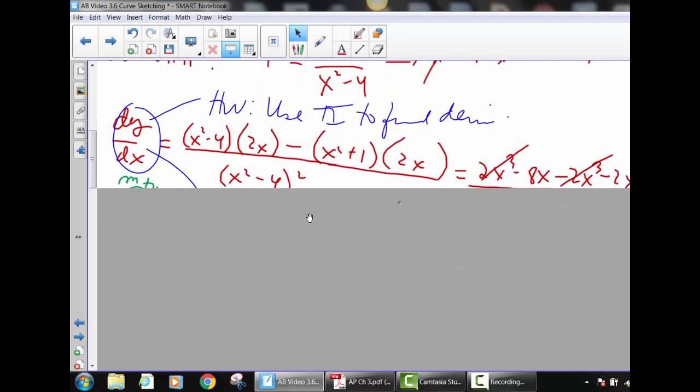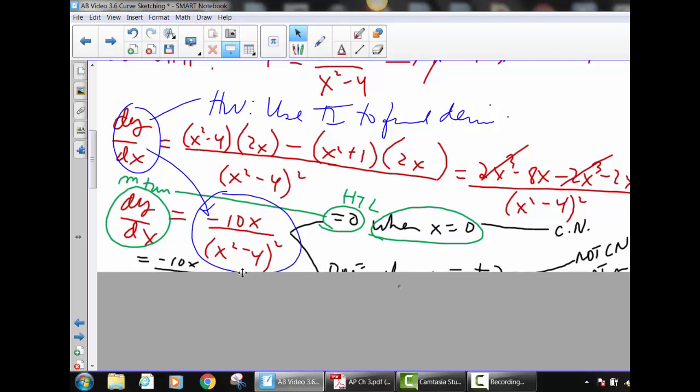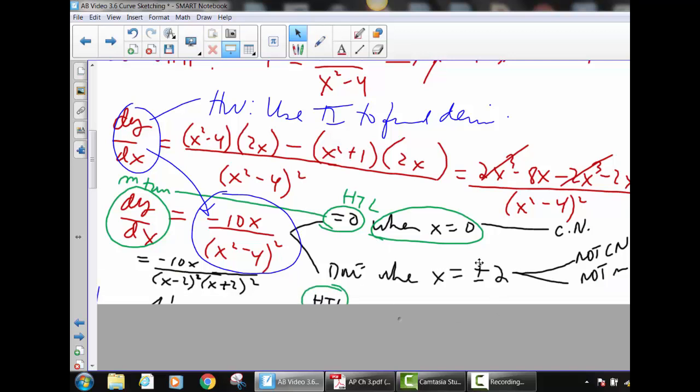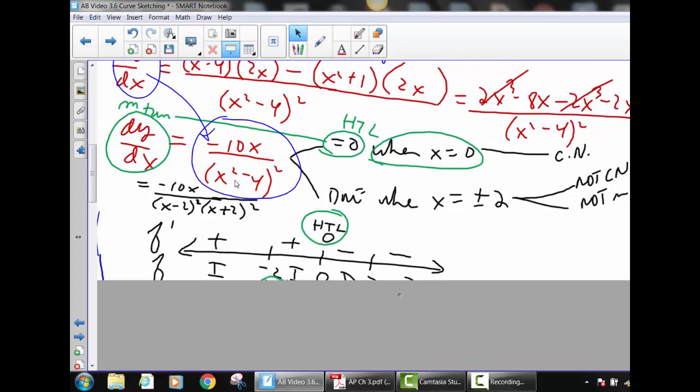At this point, I'm assuming you can do the quotient rule. If you want to save time when you're practicing problems, you can certainly use the calculator to find the first derivative. From there, I would not use the calculator to solve. I would hope you could tell that this derivative is 0 when x equals 0, and that this derivative doesn't exist at x equals plus or minus 2. Now, 0 is a critical number because it's in the domain. Plus or minus 2 are not critical numbers because they're not in the domain, but of course we know that they are vertical asymptotes.